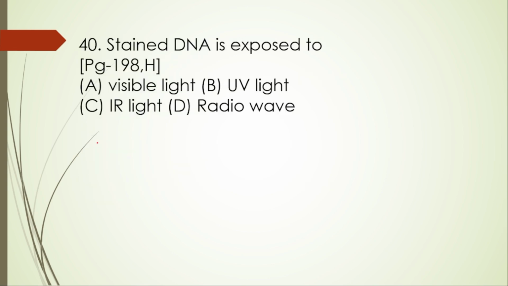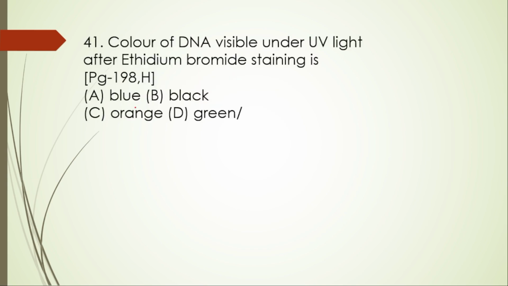40th one. Stained DNA is exposed to visible light, UV light, IR light, radio wave. So it is exposed to UV light. Next, 41. Color of DNA visible under UV light after ethidium bromide stain is blue, black, orange, green. Here the right option is C, orange.